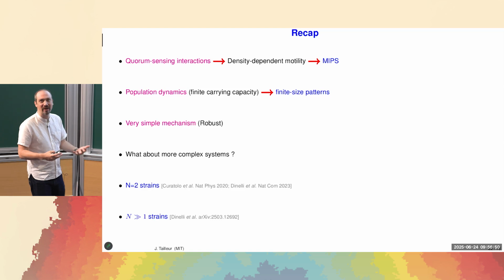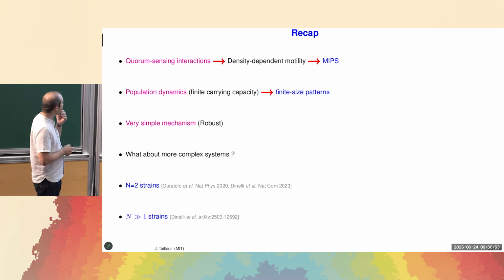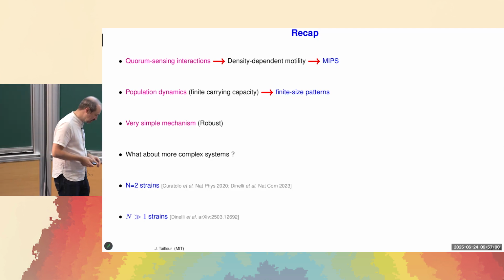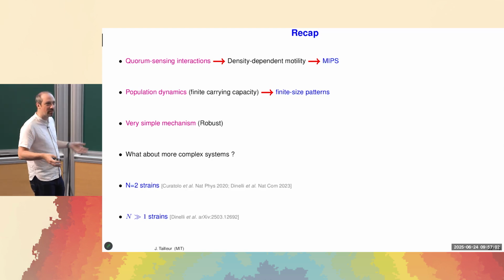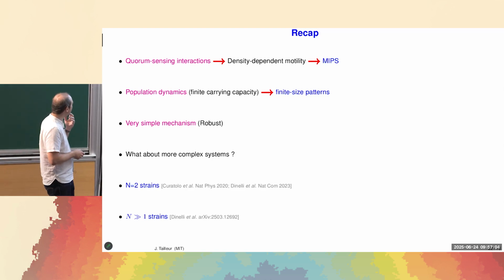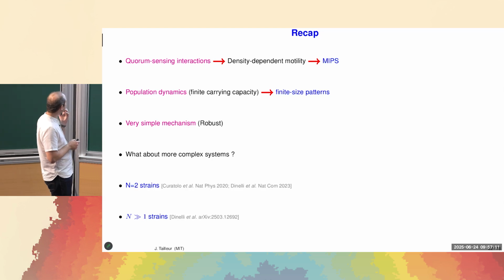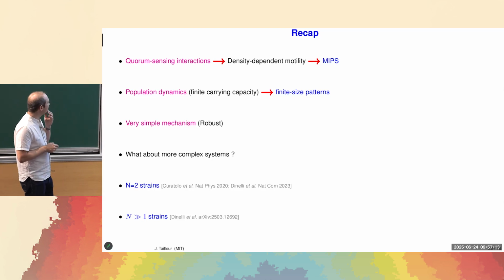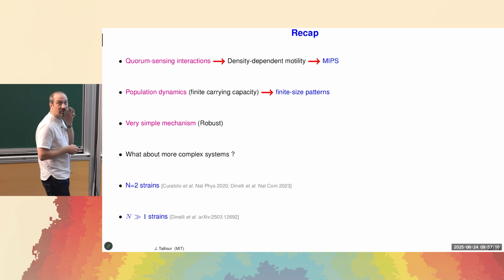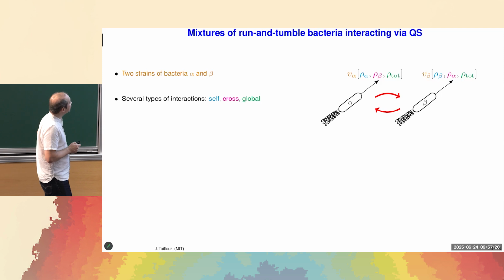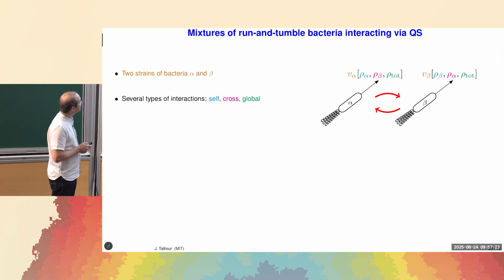So can we go toward a more complex ecosystem? We can, and to do that, one thing that we need to do is to increase the number of bacteria that live together. In your guts, you have something like 200 bacteria that coexist. So we did the first work that I will describe now about what happens when you have two strains. And we've recently done another preprint on the large N case, but I don't think I'll have the time to talk about that also. Okay, so how do you look at mixtures of run-and-tumble bacteria interacting via quorum sensing?